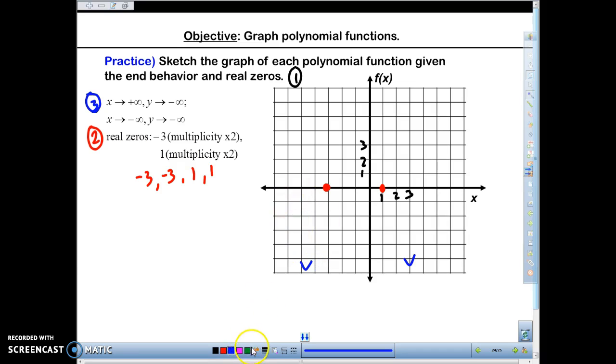Okay, and lastly, step 4, I'm going to sketch this graph. So from left to right, I start at my end behavior, I go up towards my 0, but this is multiplicity, so I touch it and then I turn back around, and then I go back up towards my other 0, I'm going to touch it, turn around, and then I go down for my end behavior. Okay, and those were some examples of how to graph polynomial functions given the end behavior and the real zeros.